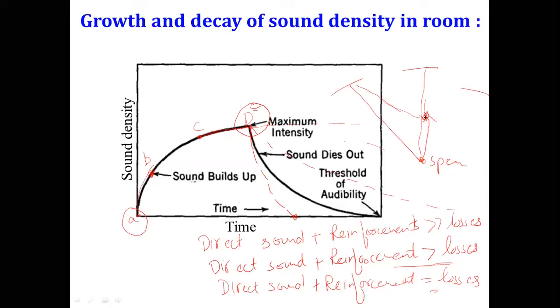And in this case, you can say that your direct sound plus reinforcement are much greater than losses. But with time, your reflection may go here, then go here, then go here, and then you hear it. So every time it hits a surface, let's say 30% is absorbed here, 30% is absorbed here, 30% is absorbed here. So if you started with 100%, here 70% went on. Now 30% of that 70% is absorbed.